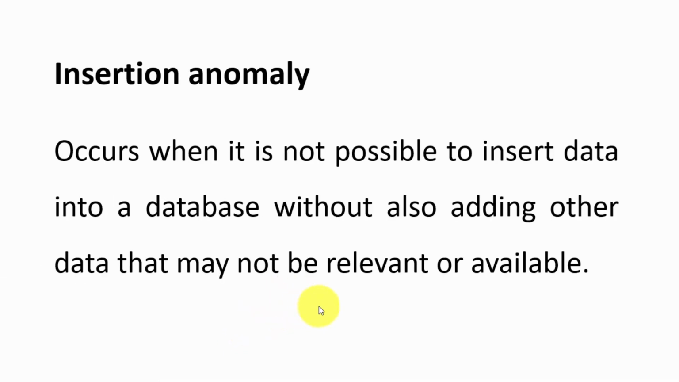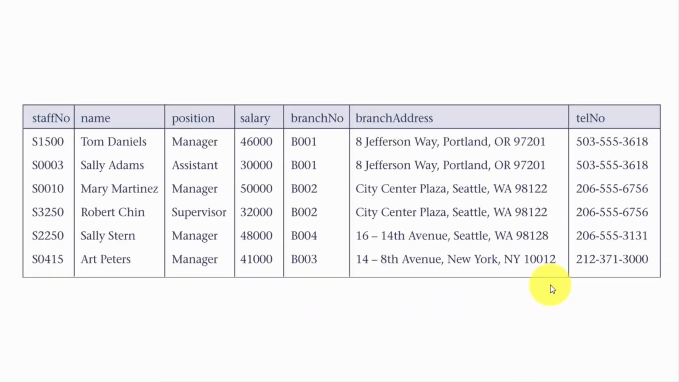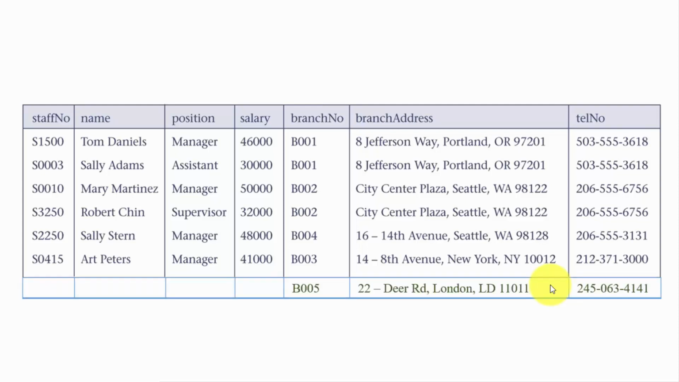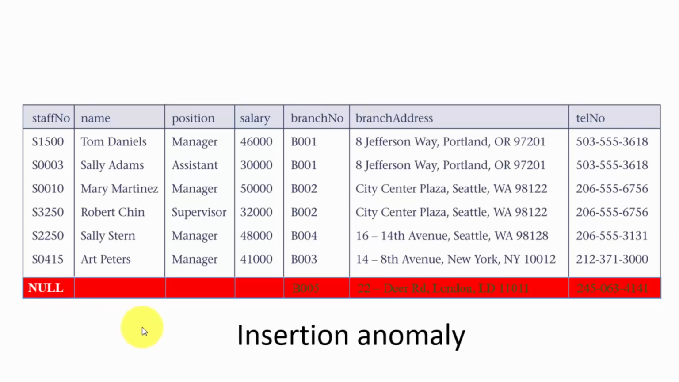When does insertion anomaly occur? It occurs when it is not possible to insert data into a database without also adding other data that may not be relevant or available. Let's take a look at this table for illustration. To insert the details of a new branch that currently has no members of staff, it's necessary to enter null into the staff relation columns like staff number because it's not available. However, as staff number is the primary key for the table, attempting to enter null for staff number violates entity integrity and is not allowed, and so you have insertion anomaly.